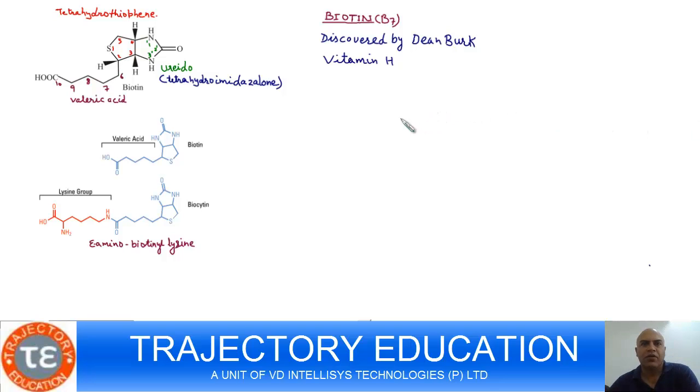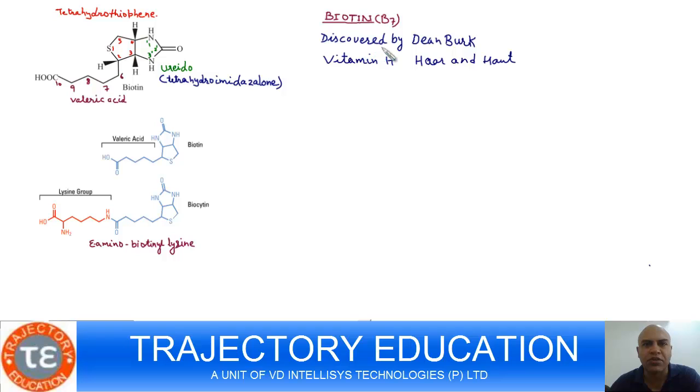Hello everyone. So now we are going to discuss the next in the series of the water soluble vitamins, biotin. It also goes by the name B7, and it was earlier also called vitamin H. That is from the German words Haar and Haut, which in German mean hair and skin.